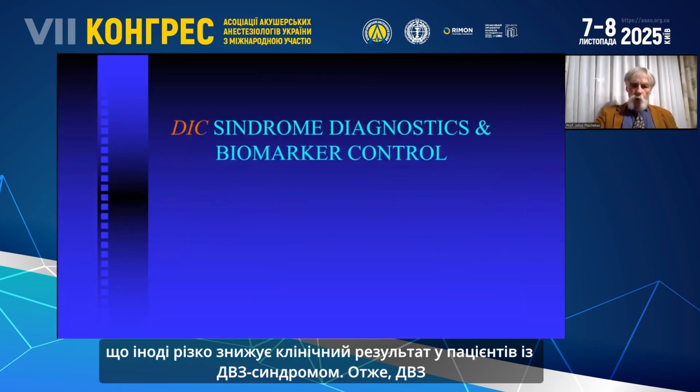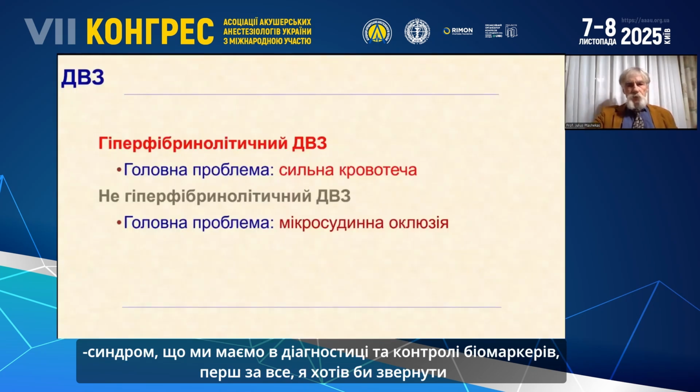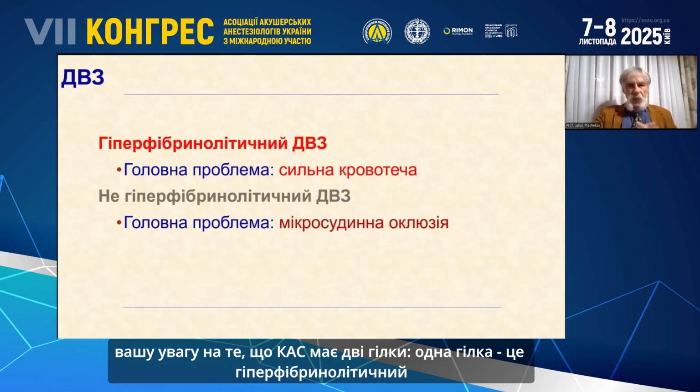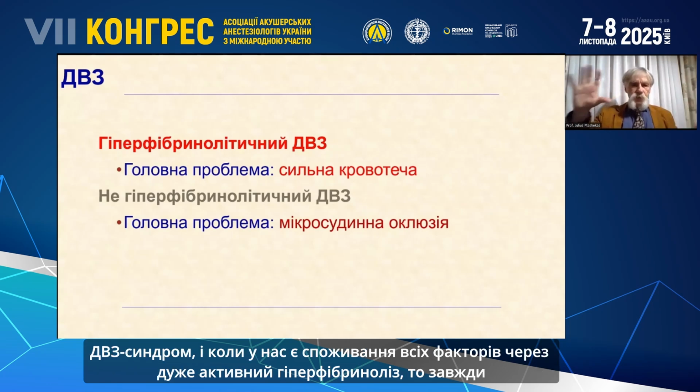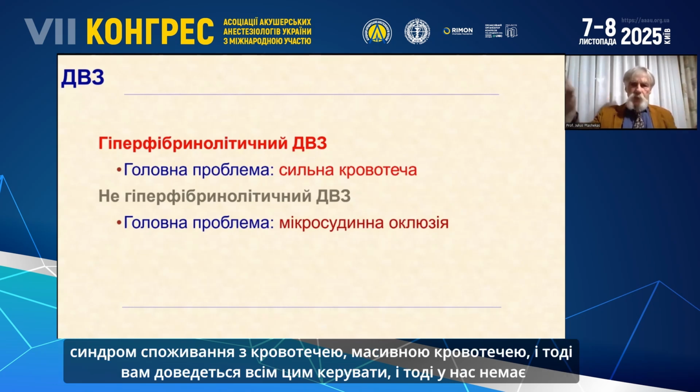So DIC syndrome: what do we have in diagnostics and biomarker control there? First of all, I would like to draw your attention to the fact that DIC has two branches. One branch is hyperfibrinolytic DIC, where we have consumption of all factors due to very active hyperfibrinolysis. There is always thrombotic activity first, then it is so active that it consumes the factor stock, and you get a consumption syndrome with massive bleeding, and then you have to manage all this.